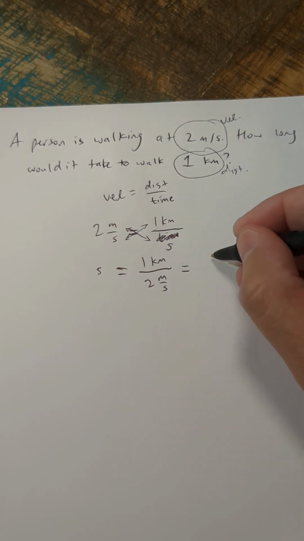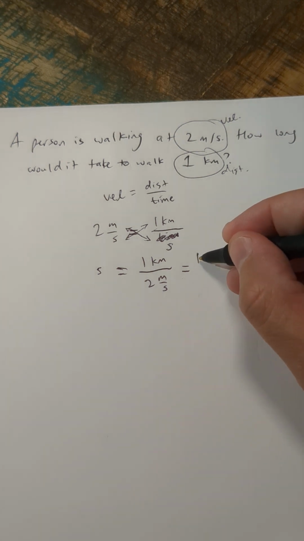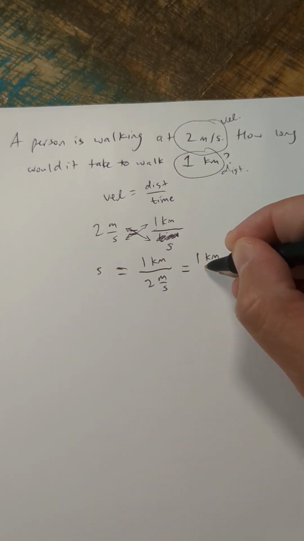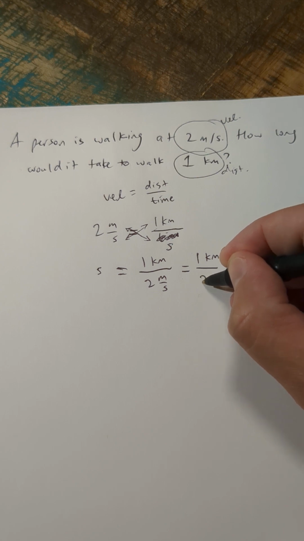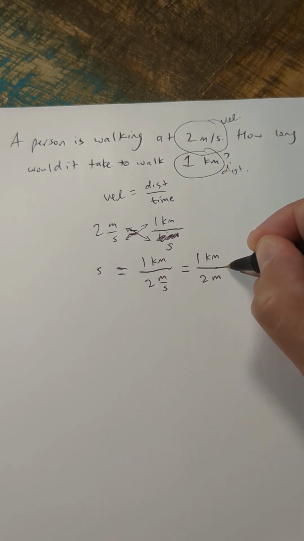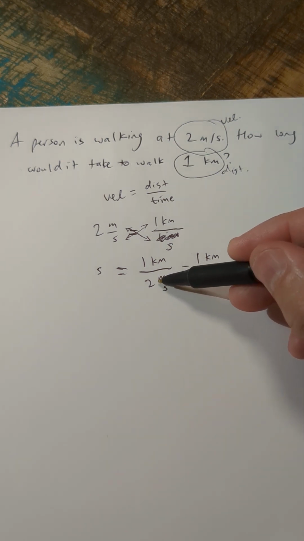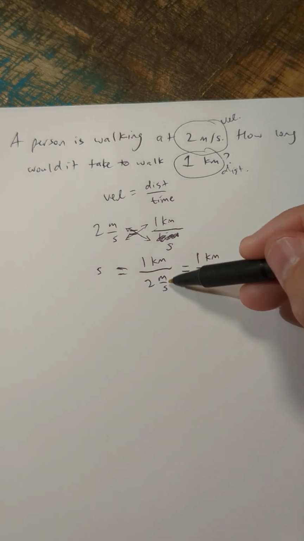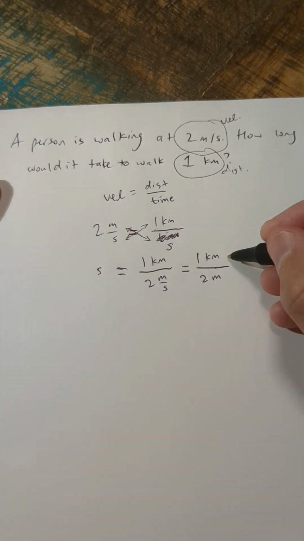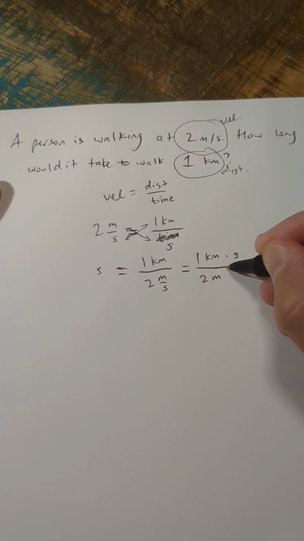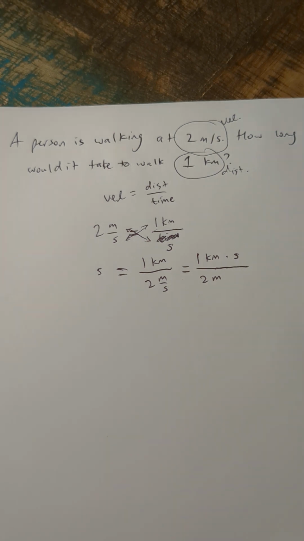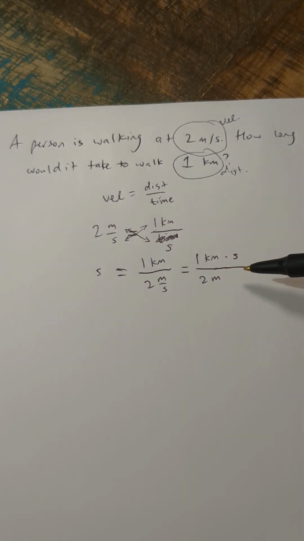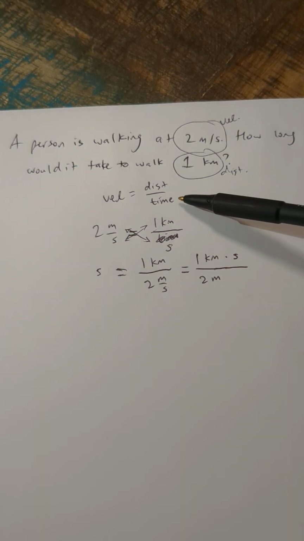From here, I'll rewrite it a little bit. Kilometer per 2 meters. And then the seconds is in the denominator, so it can go up here. Now we're looking for time.